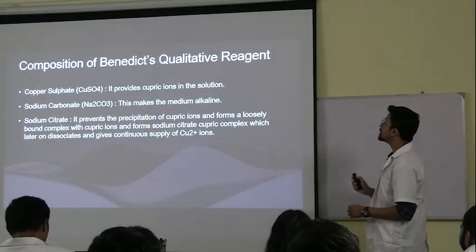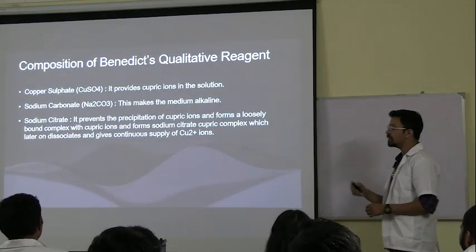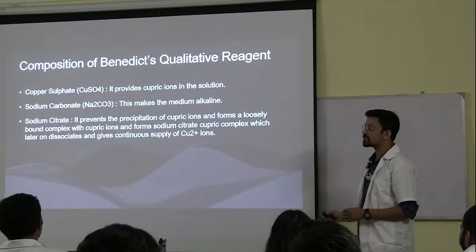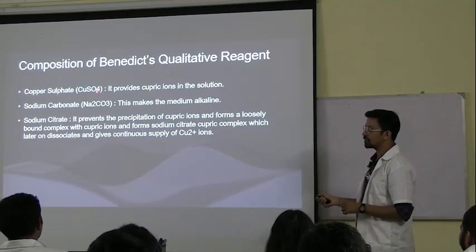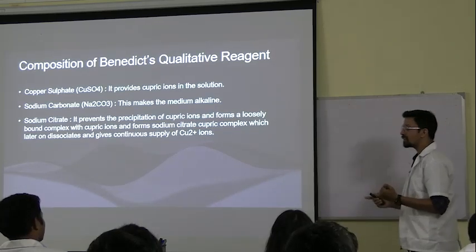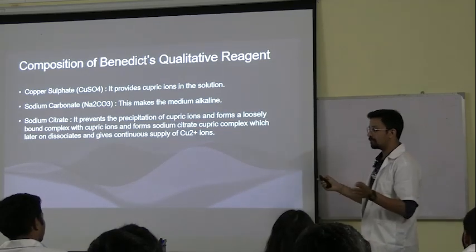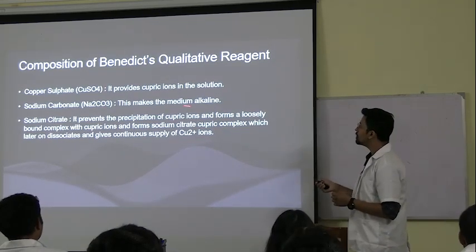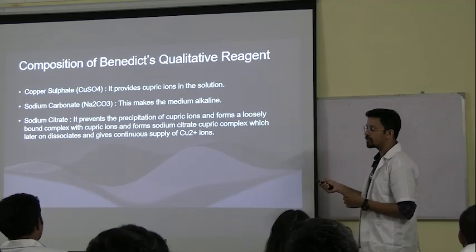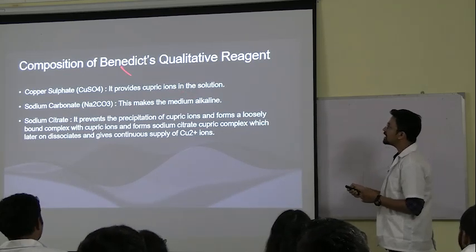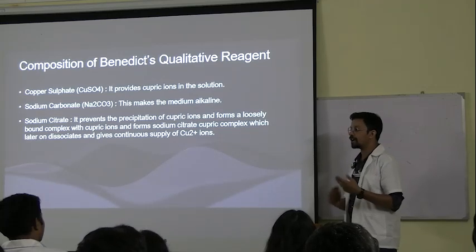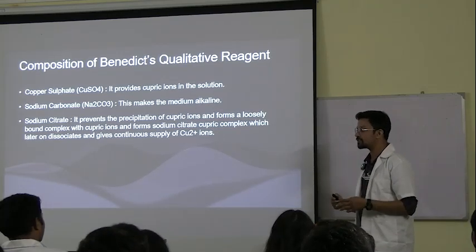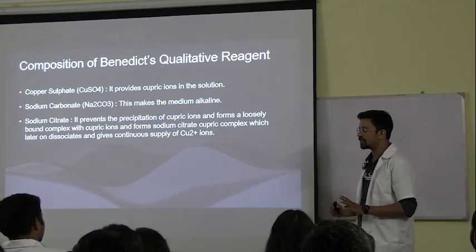Next, now the composition of the Benedict's qualitative reagent. What I was talking about, where these cuprous and cupric ions are coming from. First of all, this is the copper sulfate, which breaks down. When copper sulfate breaks down, what does it form? Copper and sulfate. This copper will give you the cupric ions in the solution. Now this cupric ion will immediately try to react with the agents, whatever is there in the solution, and give the precipitate.